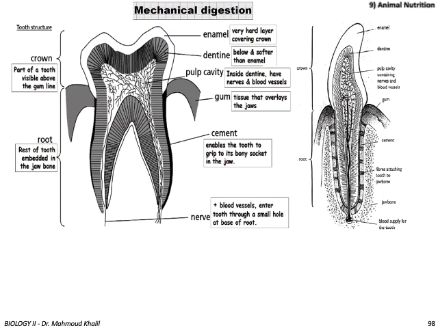These 2 layers enclose a cavity which is called the pulp cavity, which is inside the dentine and has nerves and blood vessels. The tooth is embedded in the gum, which is the tissue that overlays the jaw. The whole tooth is fixed into the jaw bone by a material called cement, and this enables the tooth to grip the bony socket in the jaw. Terminally, you can see that the tooth is supplied by blood vessels and nerves that enter the tooth through a small hole at the base of the root. You can see this figure, and you can see a side figure as well for the tooth.